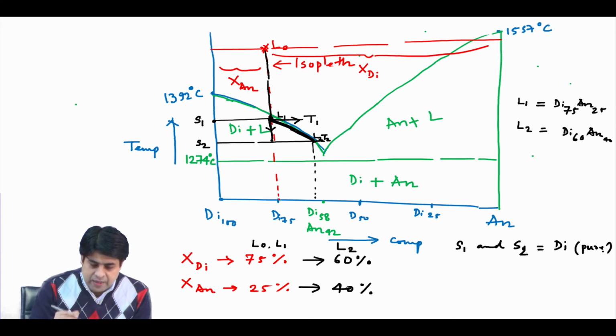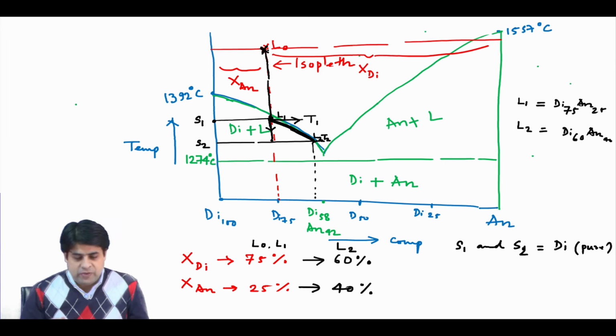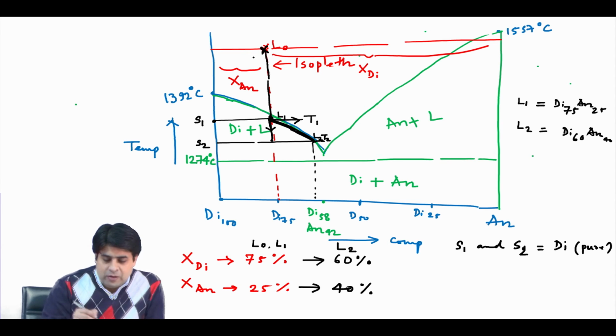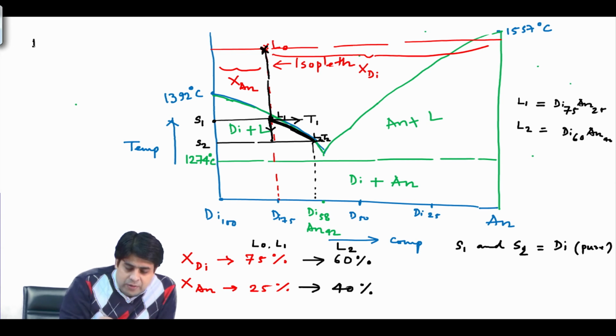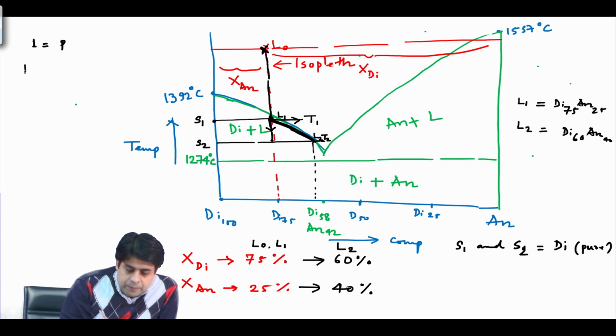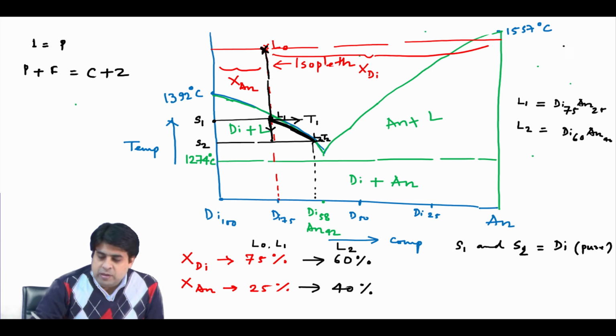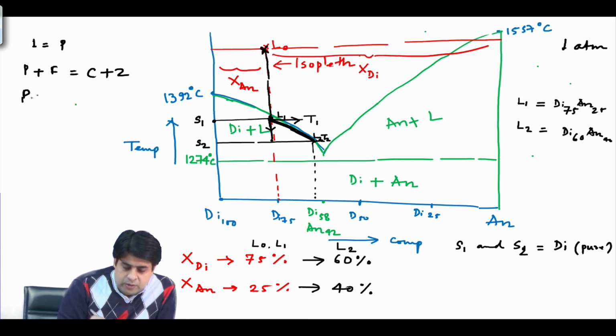At this point you can also calculate the number of phases, the degree of freedom and the variance in this phase diagram. Let us start with L0, I forgot to tell this. At this point L0 only one phase is present, a liquid phase. From the phase rule we know that P plus F equals C plus 2, because this is a 1 atmospheric pressure phase diagram. This is known as the Gibbs phase rule.